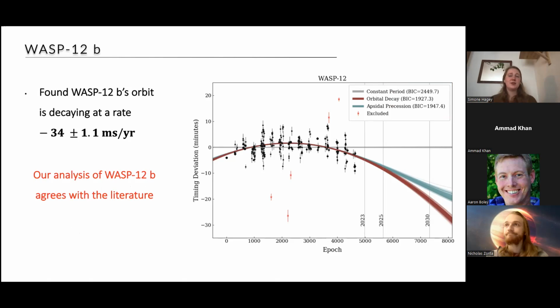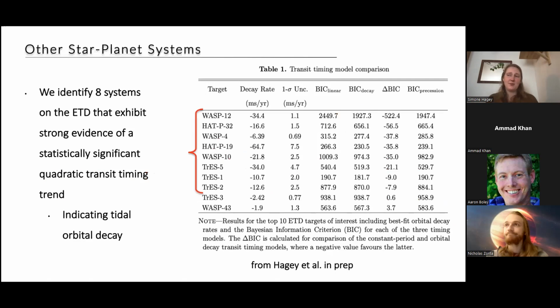And not only that, but we did measure a decay rate of minus 34 milliseconds per year, which is compatible with all of the literature results. So that means that not only does this show that the citizen science observations can yield this evidence of this orbital decay that we do know exists for this planet, but our analysis routine is sound. So that's really exciting. So we applied this to other systems in the database.